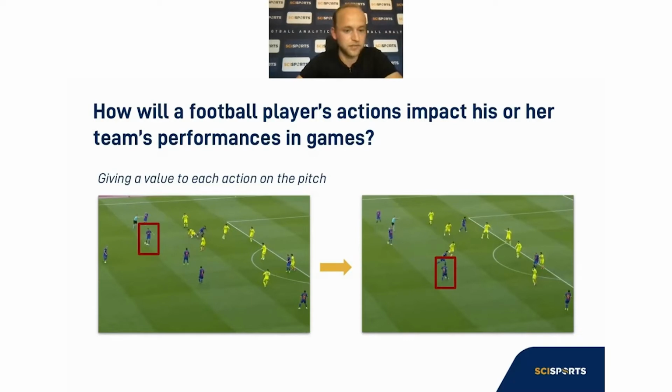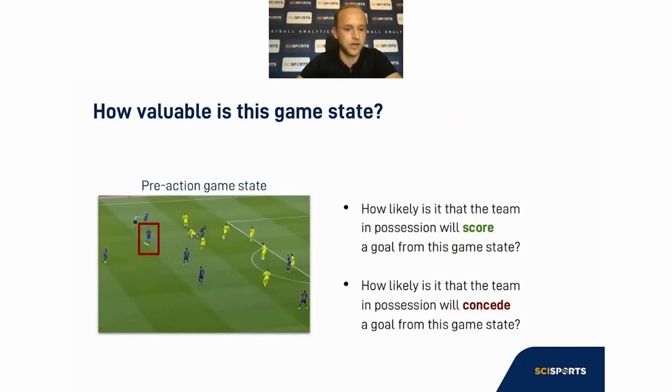Here you see Busquets playing the ball, and here you see Messi receiving the ball. So we do this, first of all, in the pre-action game state. So how likely is it that the team in possession will score a goal from this game state? And it's also calculated how likely it is that the team in possession will concede a goal from this game state. In this webinar, I will only zoom in on the scoring part, so I will leave out the conceding part.